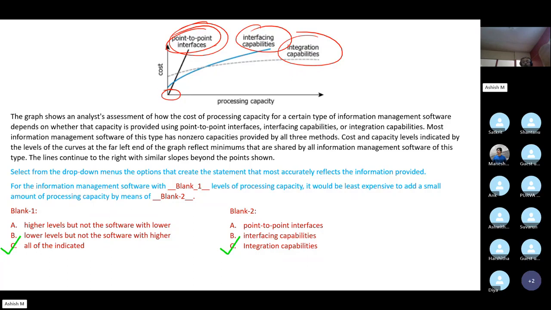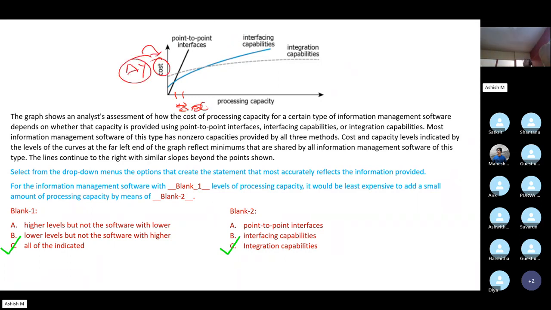The question is saying if you have to increase or add a small processing capacity, delta X is what the question is asking for. For delta X, which of these three options has the smallest delta Y? Again, reiterating, if delta X and delta Y are not clear, for delta X, which one is the smallest delta Y additional cost? Are we clear? Yes, go ahead.